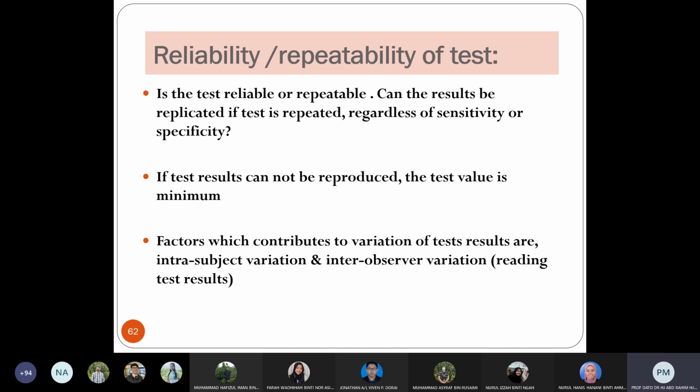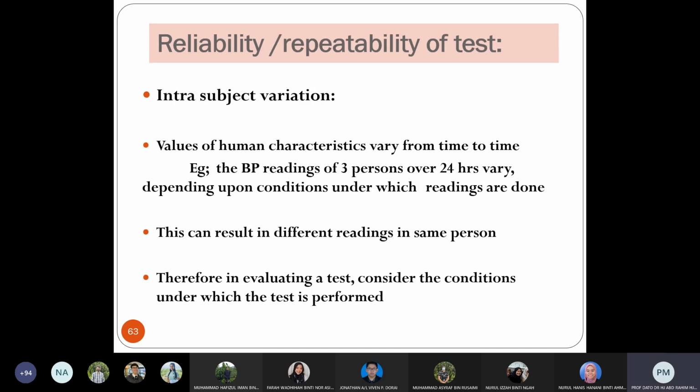Okay, we go to the next topic on reliability and repeatability of tests. So there is one part of our sensitivity and specificity of the machine or a screening tool. Another component is in terms of reliability and repeatability. So this is actually a concern in the training of doctors. In the training of doctors, for example, the BP reading always changes when you take it yourself.